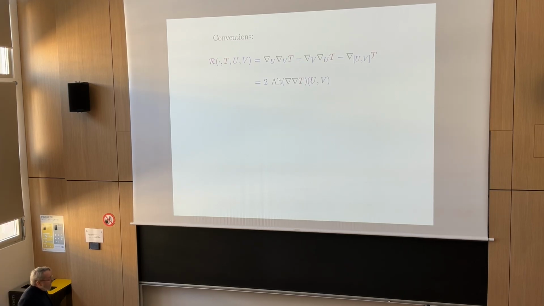A slightly better way of thinking about the curvature tensor, though, is that you can just take the second covariant derivative of the vector field t, and then you can, if you want, stick in these particular vector fields u and v. The alternating part of the second covariant derivative of t is in fact the curvature tensor up to a factor of 2.